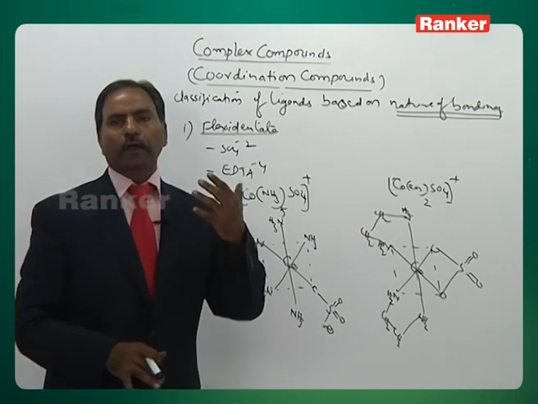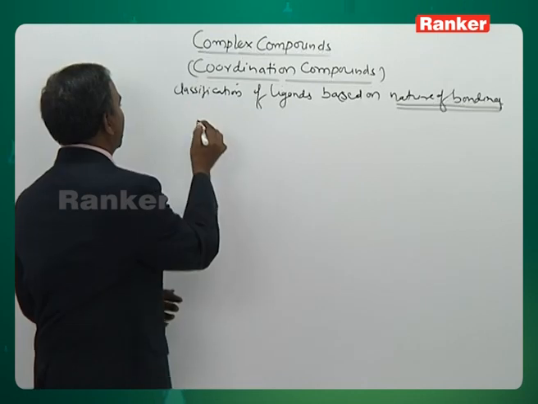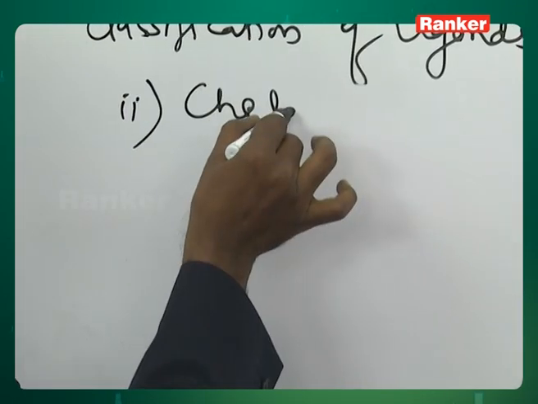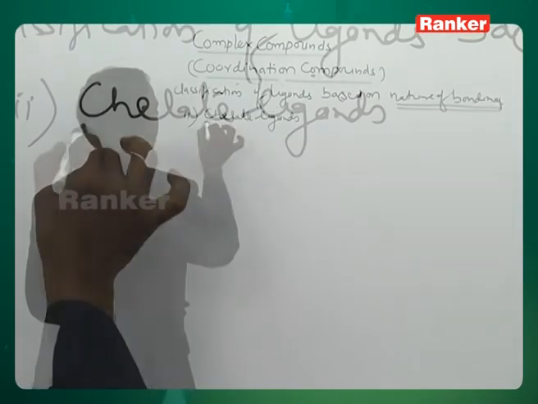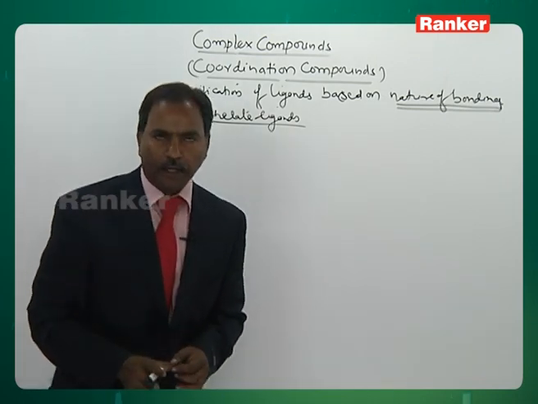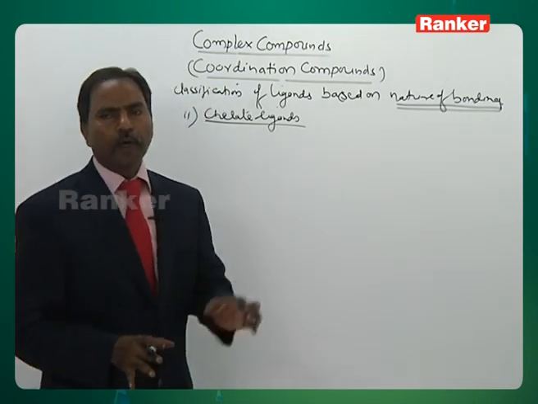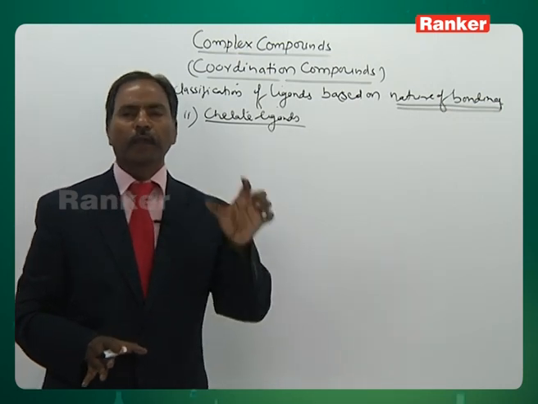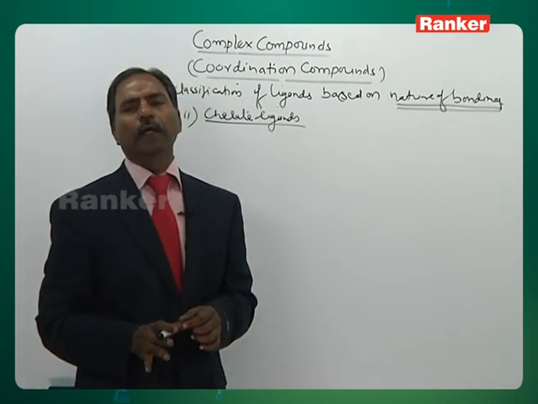Next, let us see what are chelate ligands. The second type you see is chelate ligands. All the polydentate ligands are considered chelate ligands. If the denticity is 2 or more than 2, by involving all the donor atoms in bonding around the metal ion, they are forming rings. Such rings are known as chelate rings, and the ligands are known as chelate ligands.